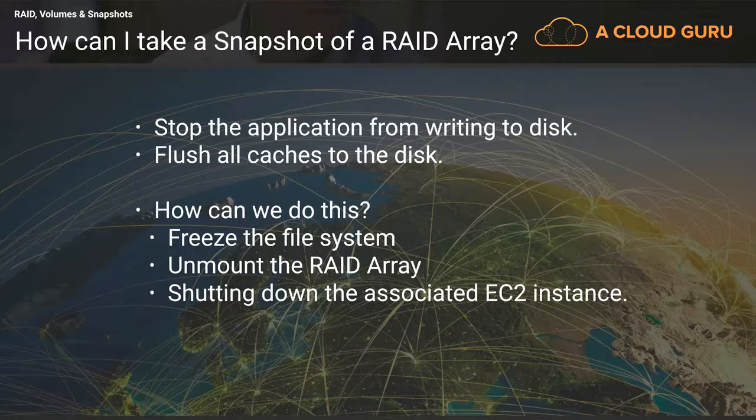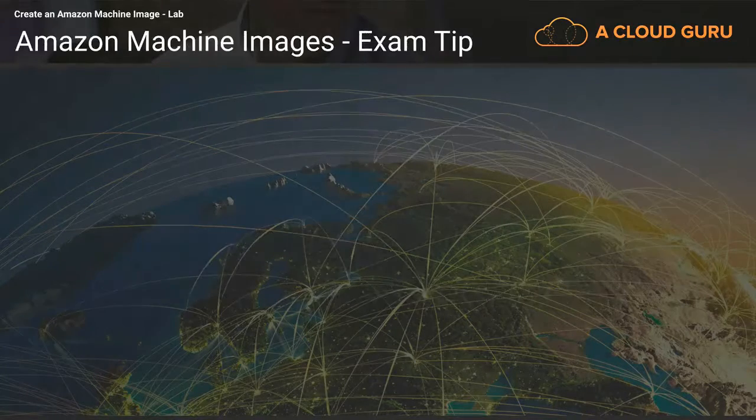So how do you do that? Essentially, all you have to do is stop the application from writing to disk, flush all caches to the disk, and then you're able to take a volume consistent snapshot. So you go in and take your snapshot and it'll be fine. So how do you do this? Well, you freeze the file system, you then unmount the RAID array, and you do this essentially by shutting down the associated EC2 instance. So basically shut down your EC2 instance, go in and then take a snapshot of your different EBS volumes that are set up in a RAID array.